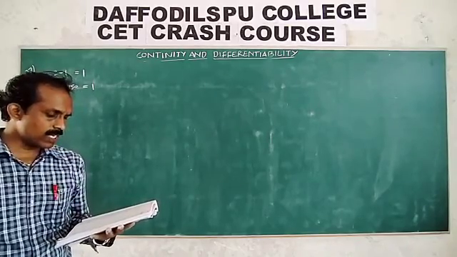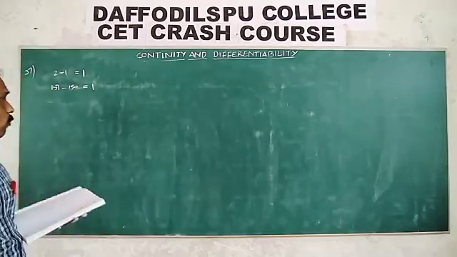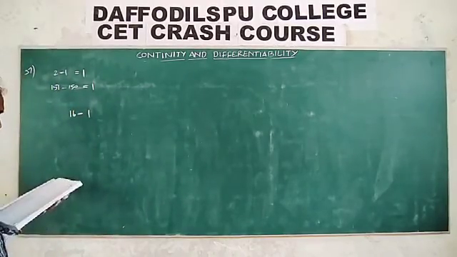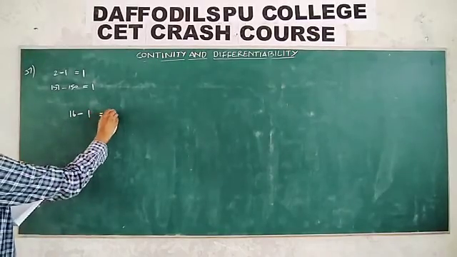f of x is continuous at 4. So at 4, what is the value? 16, and 16 minus 1 is equal to 15.